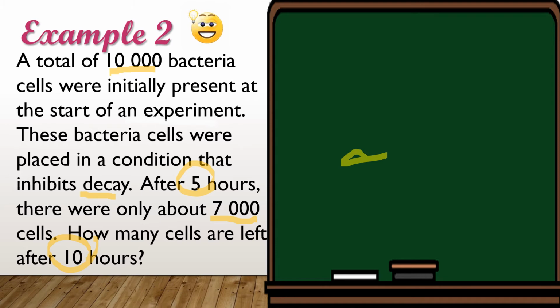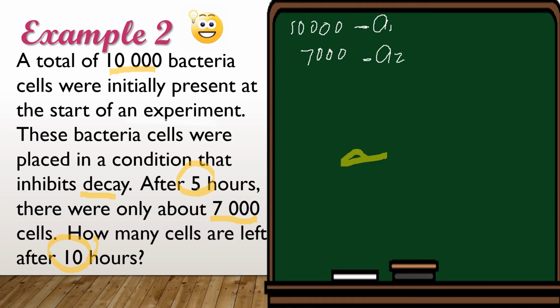Now, let's identify the given. First, we have 10,000 bacteria. So this is the initial number of bacteria. Let's call it A sub 1. If we recall the lesson about geometric sequence, exponential decay is related to geometric sequence. So A sub 1. Then after 5 hours, there were 7,000 bacteria cells. So this is A sub 2.